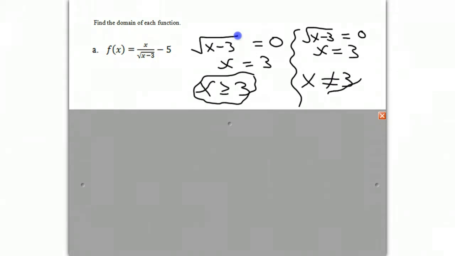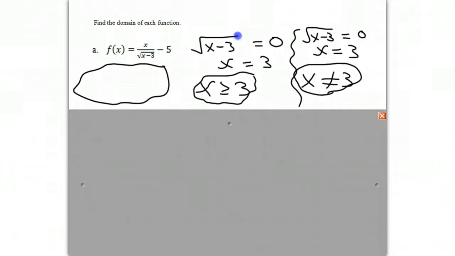And looking at our two answers here, in order to get the domain of the function, we know that we cannot have x equal to 3, and yet x must be greater than or equal to 3. So therefore, our answer must be that the domain is x greater than 3, because it can't be equal to 3, but we know that it must be greater than it.